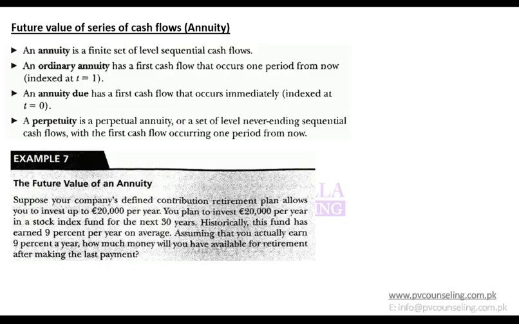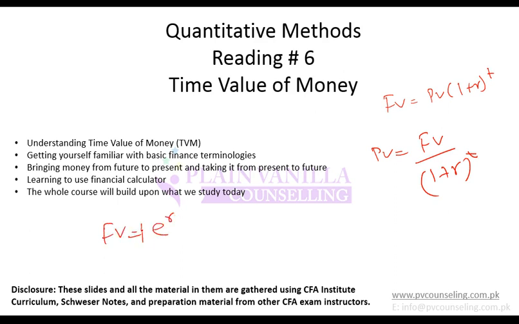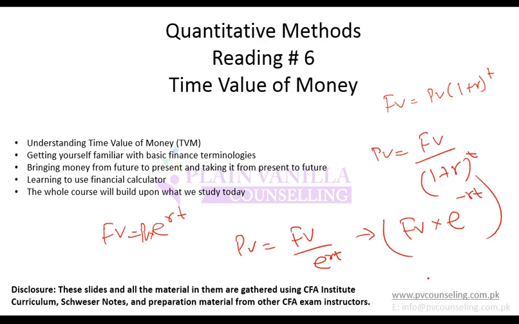Similarly, you can also calculate present values. How do you calculate present value? Using the same formula. If future value is equal to present value into 1 plus r to the power t, then present value will be future value divided by 1 plus r to the power t. Similarly, for continuous compounding, if future value is equal to present value into e to the power rt, then present value will be equal to future value divided by e to the power rt, or I can convert it into future value into e to the power minus rt. This is how you calculate it.